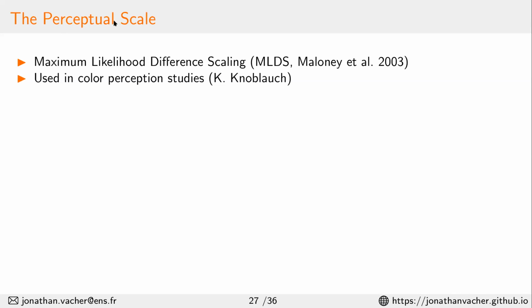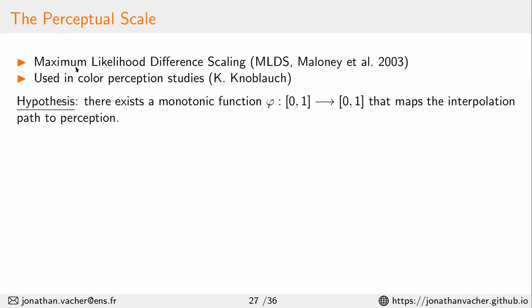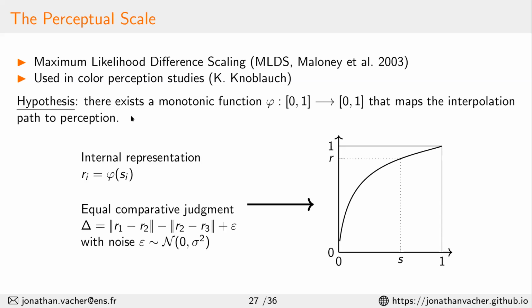But here, for interpolation, we want to compute the perceptual scale. And so the idea is that there exists a monotonic function from [0,1] to [0,1] that maps the interpolation path to perception. In fact, this is a function that relates the external world to the internal world. And so here you have a representation. It means that, for example, here a small change in the physical world causes a large change in the perceptual world. And on the opposite, here a large change in the physical world only causes a small change in the perceptual world. So you are not sensitive here and you are highly sensitive here.